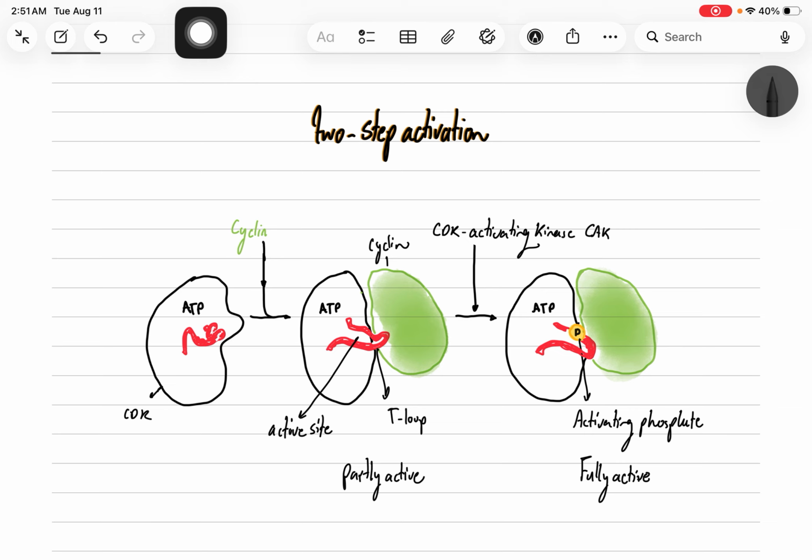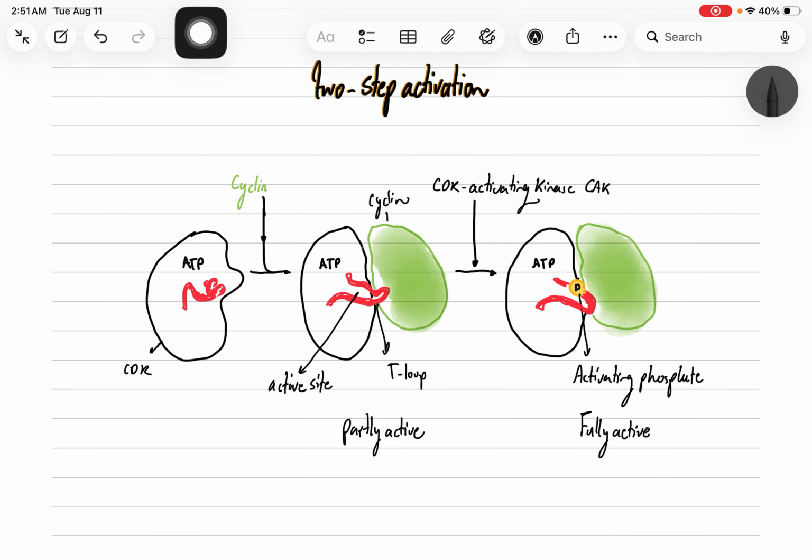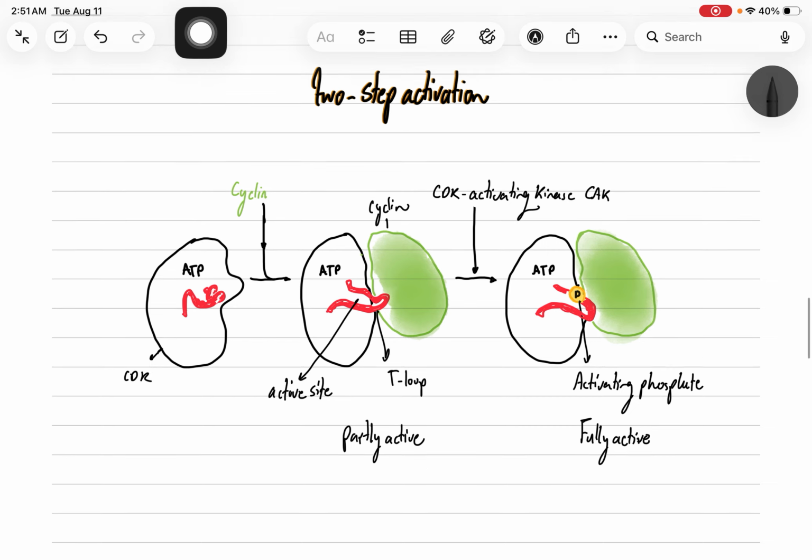Now, we have a thing called two-step activation. Here's how the activation actually works mechanically. CDKs have a built-in autoinhibition, a T-loop that physically blocks the active site. Here, for example, is the active site, and as you can see, this is the T-loop. Cyclin binding partially displaces that T-loop, so the CDK becomes partially active, but full activation is the second step. This is the partially active, this is inactive.